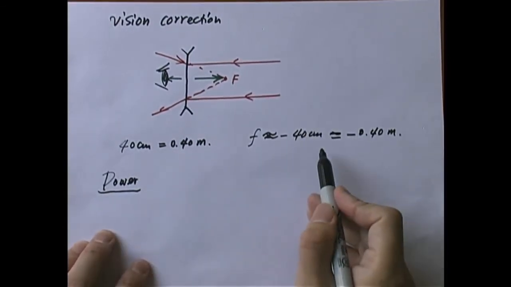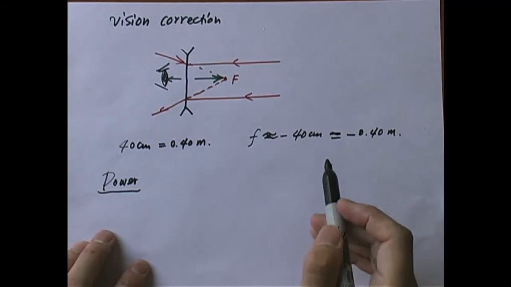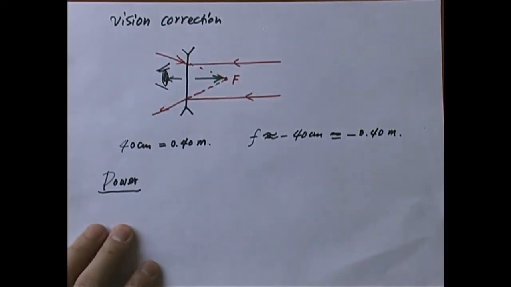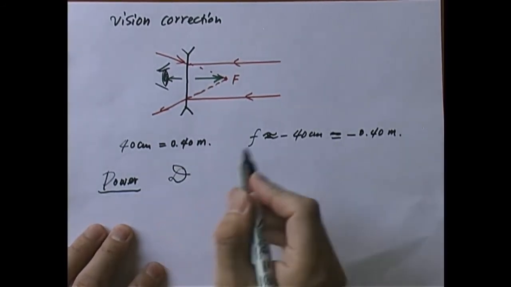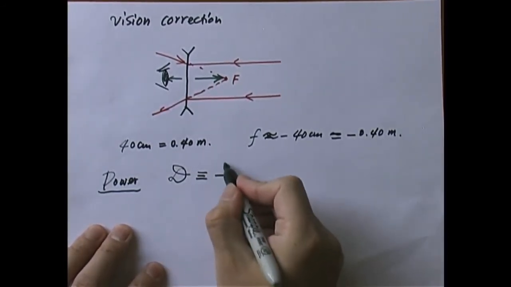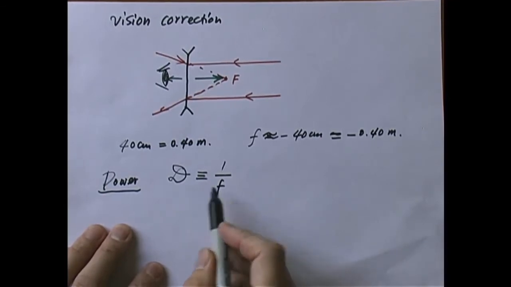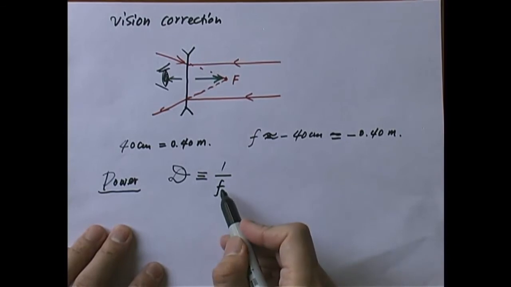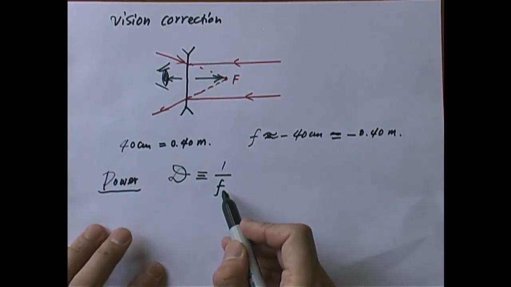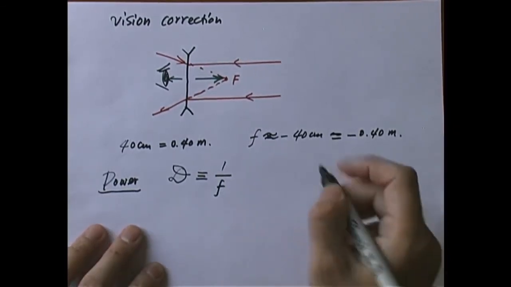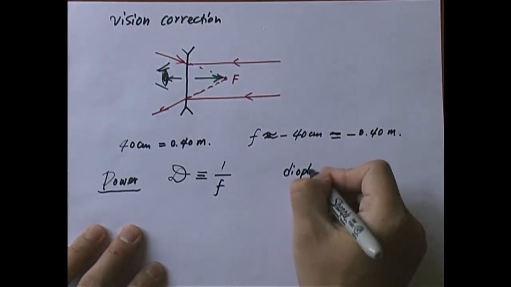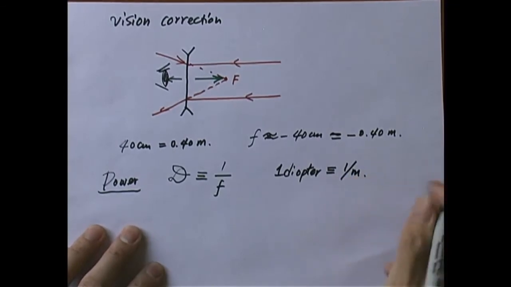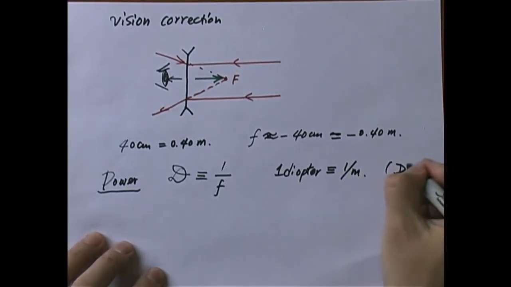The shorter the focal length, the greater the ability of the lens at bending the light rays. So I'm going to define power, D, as 1 over F. The shorter the focal length, the greater the lens power. The measurement, of course, is given in 1 over meter, because F is in meters. But 1 over meter is kind of awkward, so we give it another name, we call it diopter. 1 diopter is defined as 1 over meter, and we use the capital letter D to denote it.